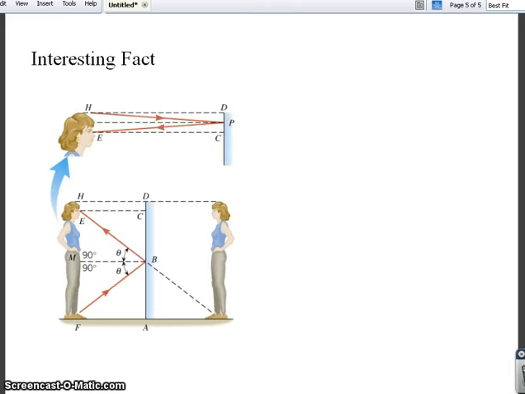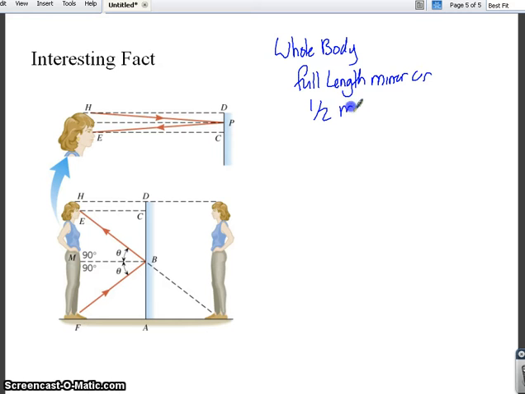So we're going to end with this interesting concept. If you want to see your whole body, do you need a full-length mirror or a half mirror? Looking at this picture of this woman, she wants to see her whole body, head to toe. That means she wants to see as far as her feet.